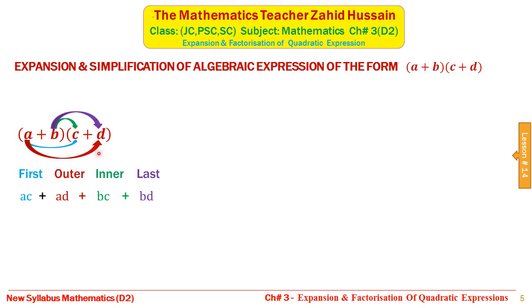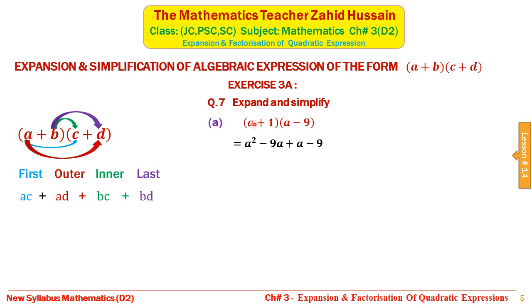Again, expansion and simplification of this type of expression which we have just studied. This is question number 7. We will multiply the first term of the first bracket with each term of the second bracket, and then the second term of the first bracket with each term of the second bracket, and we get a square minus 9a minus 9. Now a square is the only term. Minus 9a plus a will give you minus 8a, and minus 9 is the only term. So this is the expansion and then simplification of this expression.